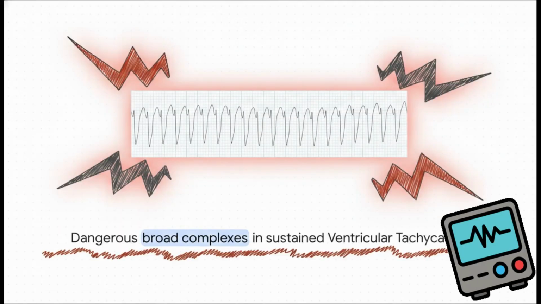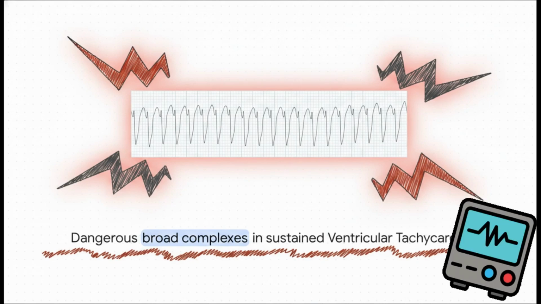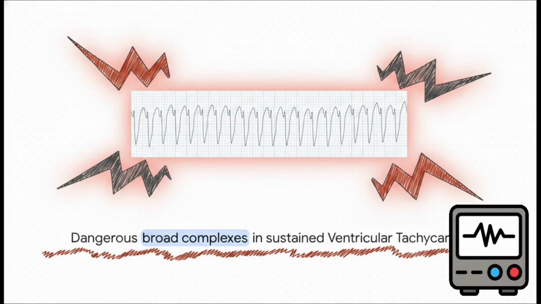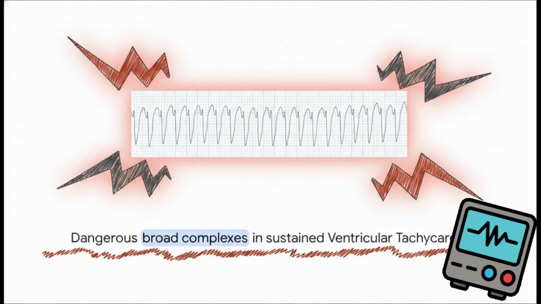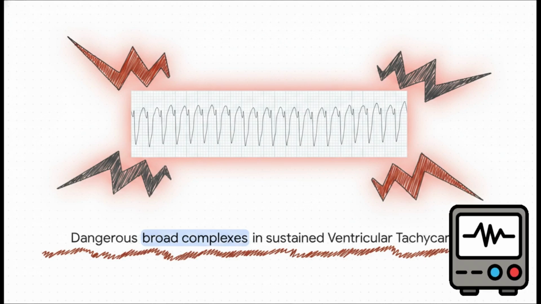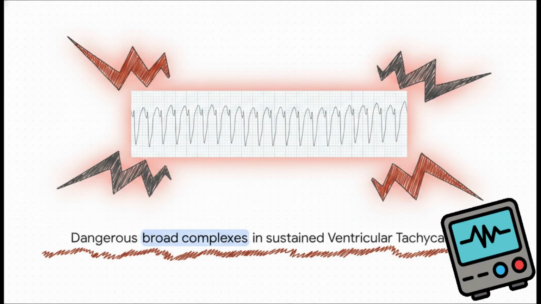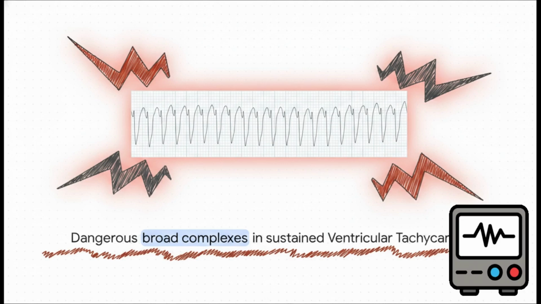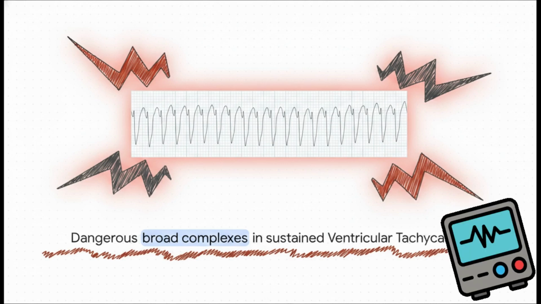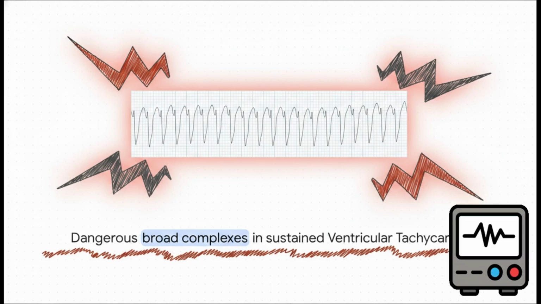But contrast that with this broad, complex rhythm. This is ventricular tachycardia, and you can see the QRS is dangerously widened. Why is that? Well, it's because the electrical spread is much slower. It's moving cell to cell, completely outside of that normal high-speed conduction system. Make no mistake, this is a massive clinical red flag indicating your patient could be crashing right in front of you.